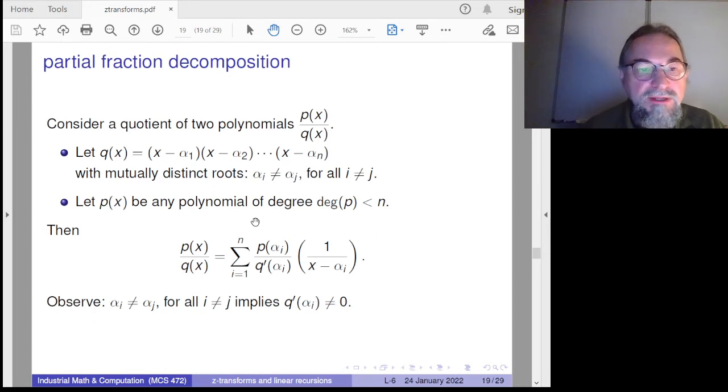So if the polynomial in the numerator has degree less than n, less than the degree of the denominator, then we can reformulate the quotient P over Q as a sum where we separate all the contributions from the denominators.